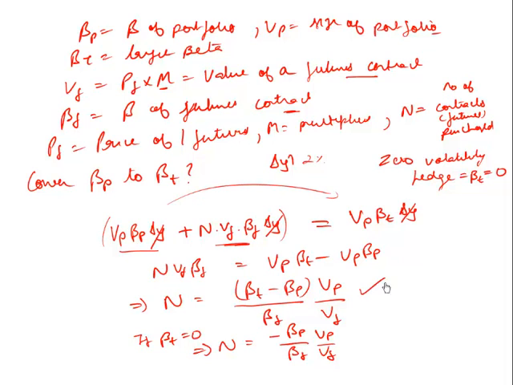So remember the first formula, that is to change the beta of the portfolio to a target beta. This is the number of contracts that you need to purchase, that you need to long. Perfect hedge means target beta is equal to 0.